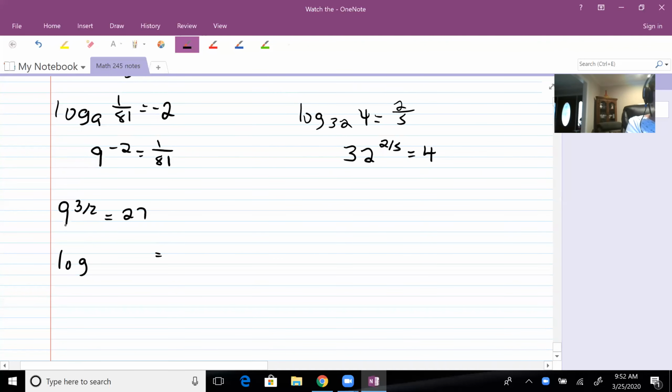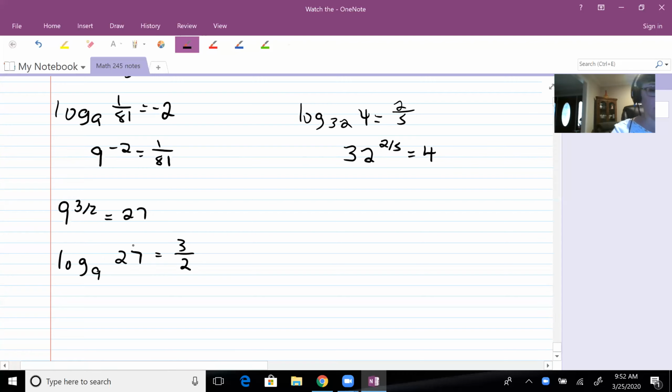The base of the exponent right here is the base of the logarithm. The exponent goes over on the right, and then what it's equal to goes back over to the left. So the log base 9 of 27 is equal to 3/2. That is how we go from that exponential format of 9 to the 3/2 equals 27 to that logarithmic form.